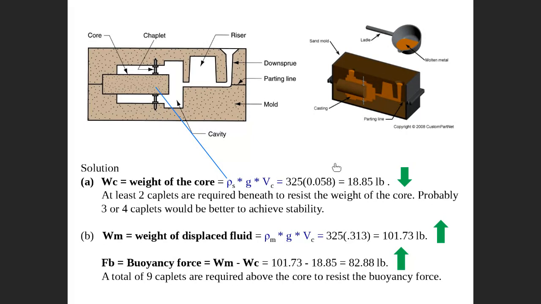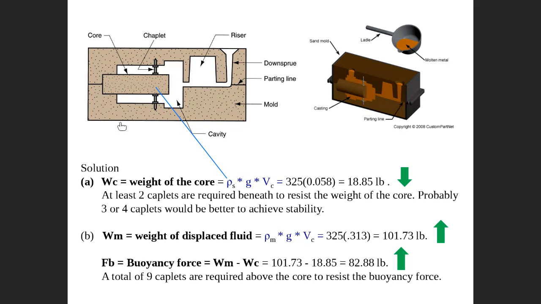Here we can see that the weight of the core is almost 20 pounds, 18.85. So how many chaplets can we put below? We can put at least 2. Then we can at least put 2 chaplets below to support the core in case there is no liquid yet. He said that probably we can increase to 3 or 4 to be sure that the chaplets will perfectly support the core. So probably we need to put not only one, but more than one. Not only 2, but more than 2. This is the first question: how many chaplets to put below the core?